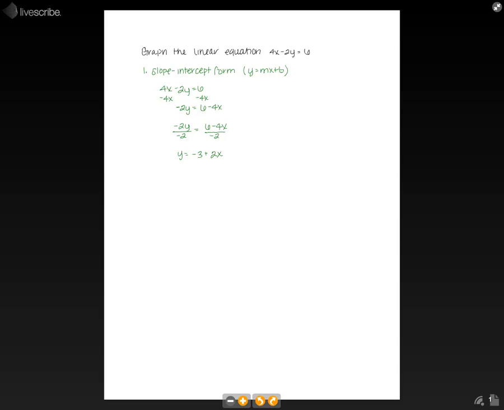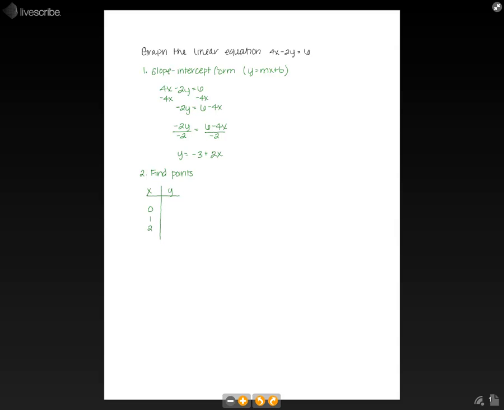Alright, so the second step is to find our points. So there's two ways to do this. The first one is to make a table. So when we do that, what we're going to do is pick points for x, plug those in, and solve the equation for y. Alright, so let's pick the points 0, 1, and 2.